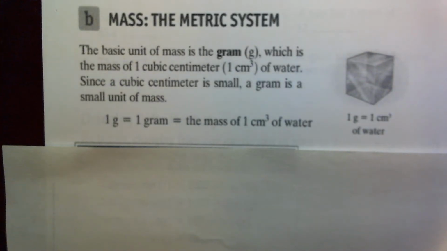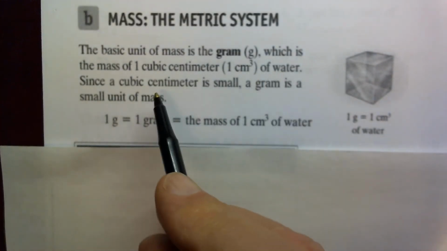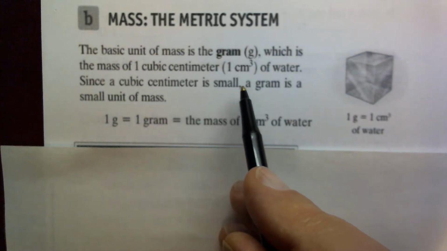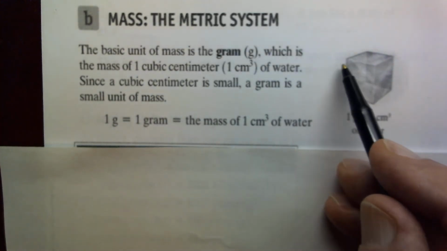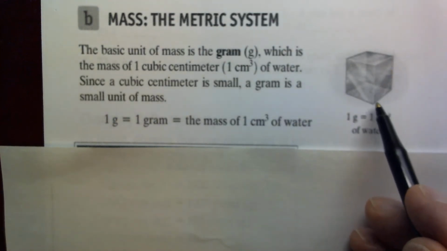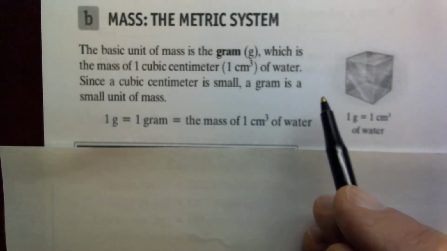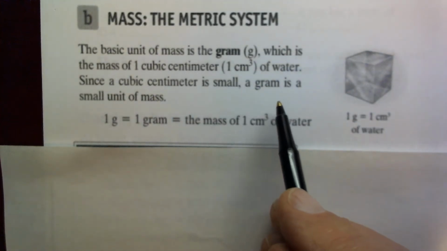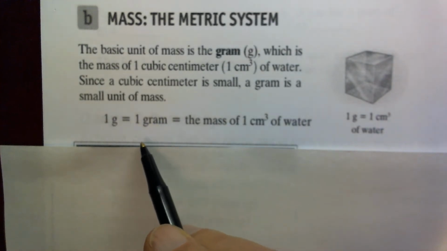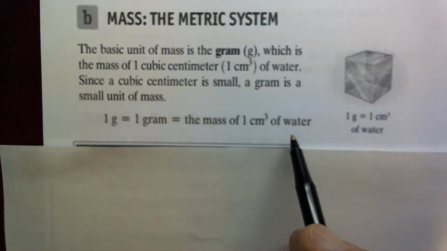Now, mass in the metric system is the basic unit. There's the gram, abbreviated with the letter g, which is the mass of 1 cubic centimeter of water. In other words, each side is 1 centimeter long, and imagine a little box filled with water. Since a cubic centimeter is small, a gram is a small unit of mass. So 1 gram is the mass of 1 cubic centimeter of water.